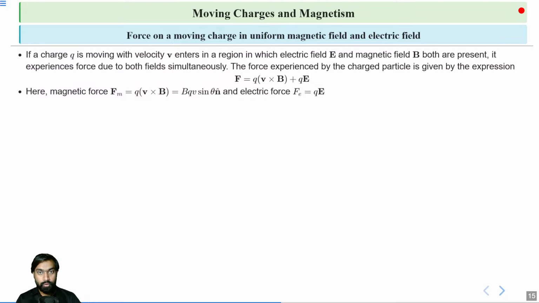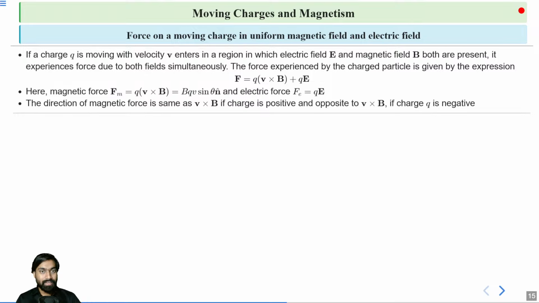The magnetic force is expressed as Fm equal to q into v cross B, which is equal to B q v sine theta n cap, where theta is the angle between the velocity v and the magnetic field B, and n cap is the direction perpendicular to both v and B. And the electric force is straightforward, that is Fe equal to qE.